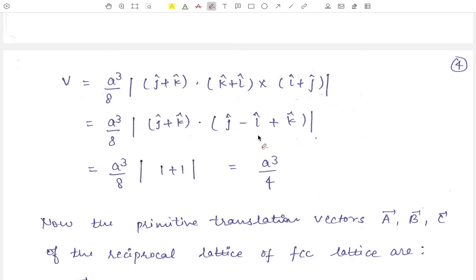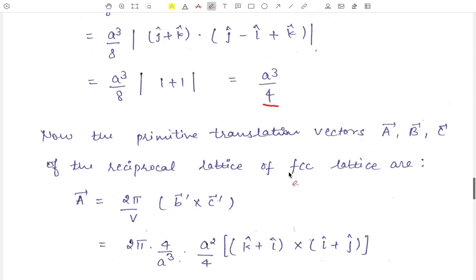Okay, i dot j, j dot k, i dot k, all are 0. Now we get the volume to be equal to a cube upon 4. This is the volume for the primitive cell of the FCC lattice in direct space.